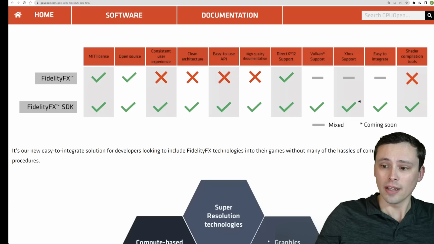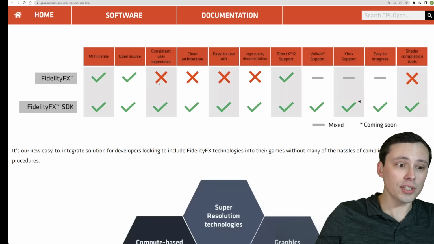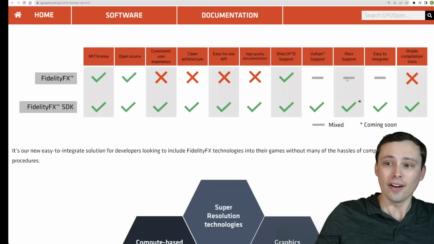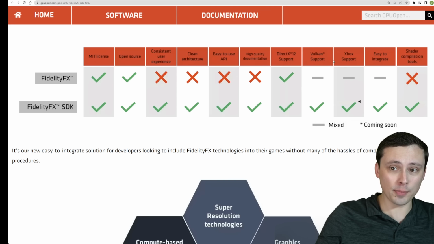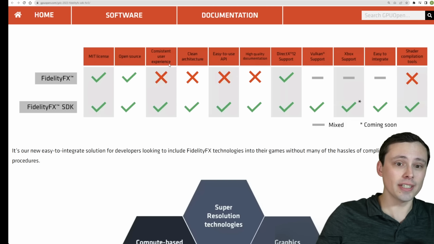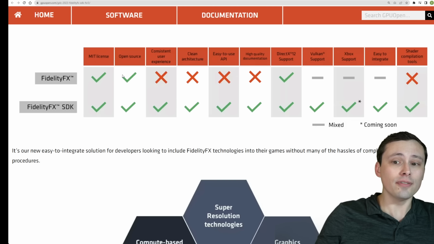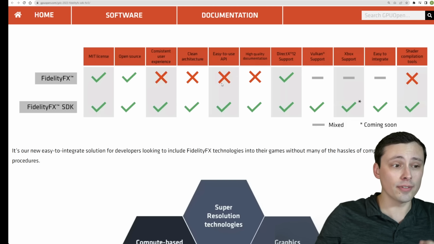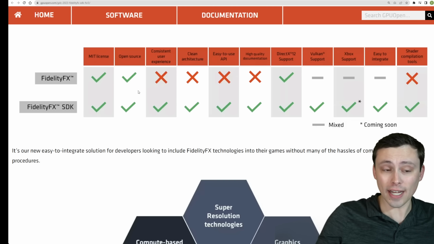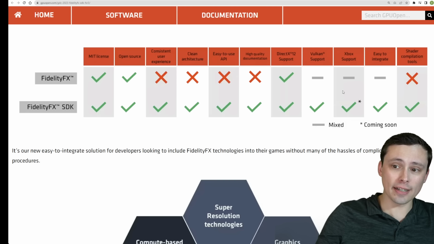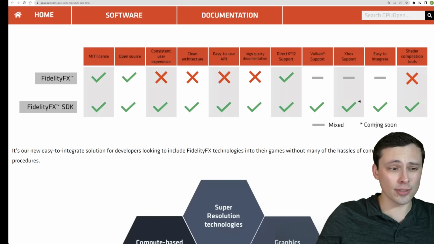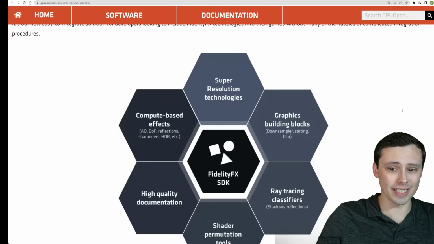They were open source. They had DX12 support, but then a bunch of them were inconsistent on some of the other features, whether they offered Xbox support or Vulkan support or were easy to integrate, had a clean architecture, consistent user experience. They're going to improve all of this across the board for all of their FidelityFX suite of effects, and then release it all as FidelityFX SDK with all of those boxes checked. Including Xbox support, which is asterisked as coming soon. So this could be easier to implement these technologies into games.